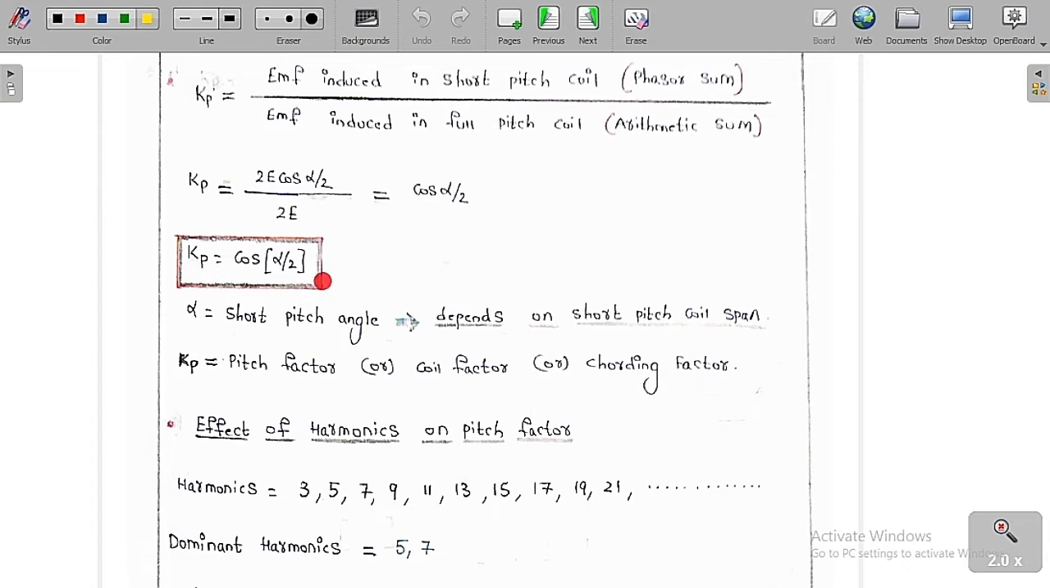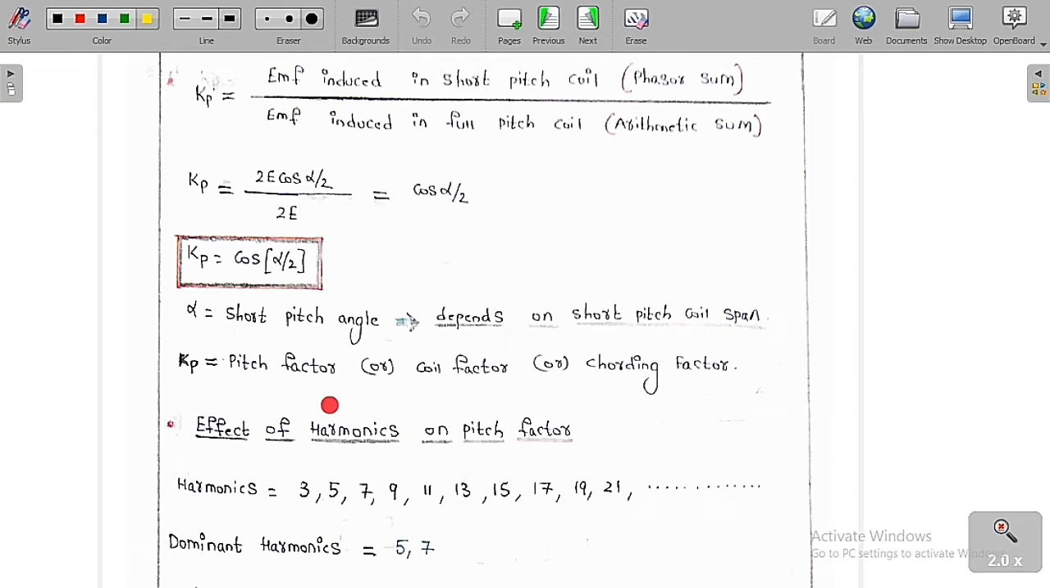So KP is cos of alpha by 2, where alpha is called the short pitch angle. It depends upon the short pitch coil span. Yes, it is dependent, because if you change the coil span, this angle also changes. Because we are going to specifically understand the short pitch winding, we have to go for the short pitch coil span. If you change the coil span in the short pitch winding, alpha is going to vary.